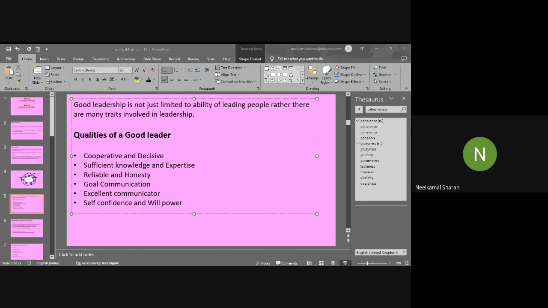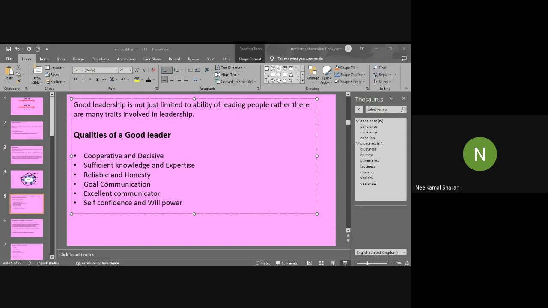And what do these leaders do? They communicate the goal of the group or an organization to all the members of the group. He or she should be able to communicate the goal of the group or organization. Okay. Next important quality. What is goal communication? Am I clear now? Yes, ma'am, we are clear with it.